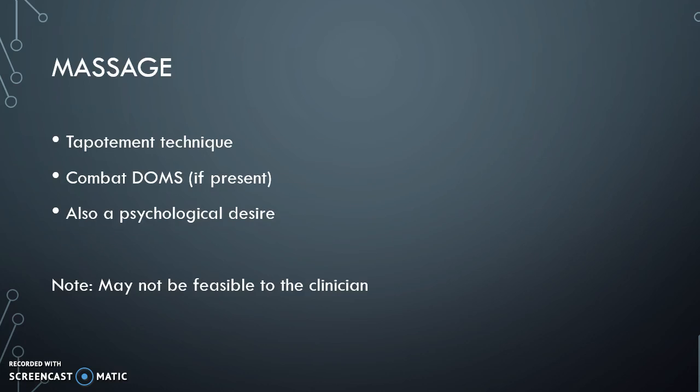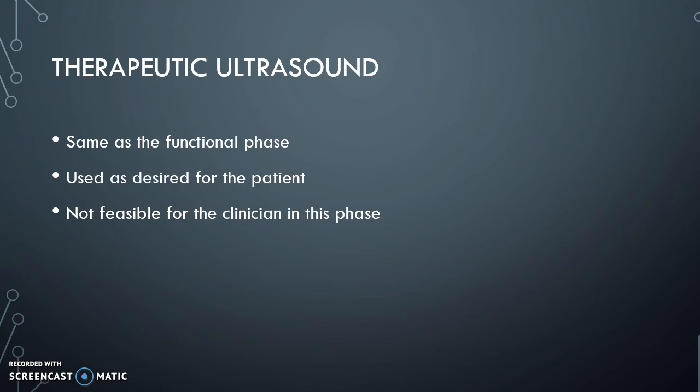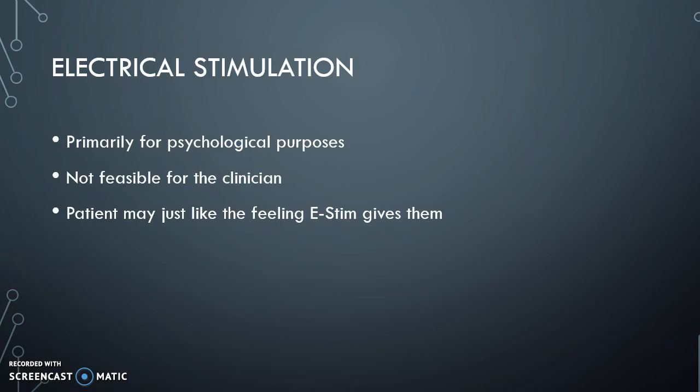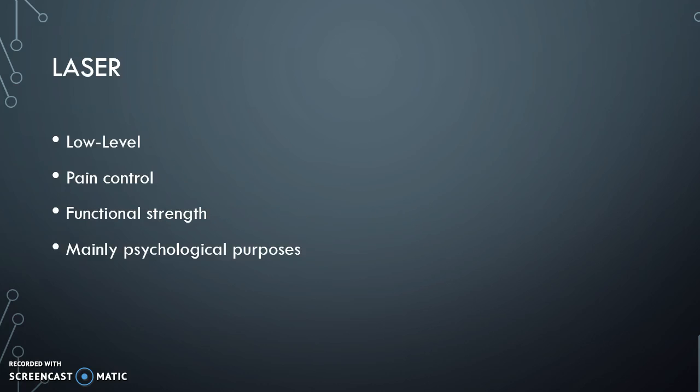harmful effect. Massage, this is one of them that isn't feasible for the clinician, definitely. It's basically the patient comes in, they want a feel-good massage again. A lot of psychological things going into play. Therapeutic ultrasound, it's the same as the functional phase, only desired by the patient. It's not very feasible, but you can still use it for the same effects. E-stim, same reason. They like the feeling that E-stim gives them. Laser, also psychological, but you can use it for pain control, functional strength.